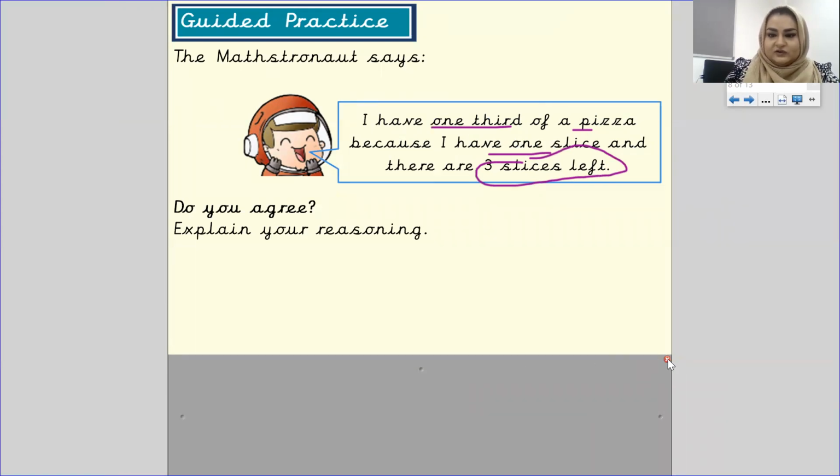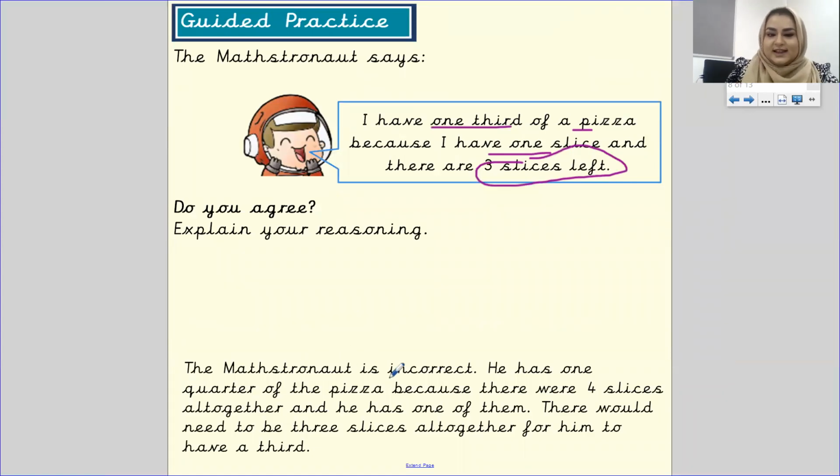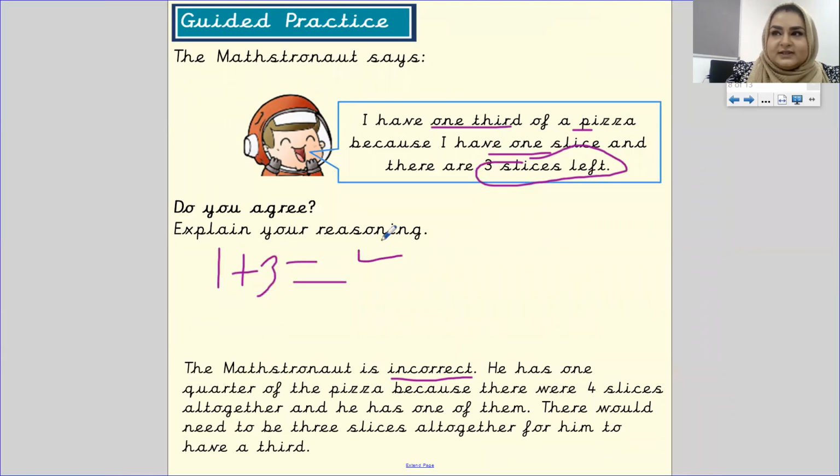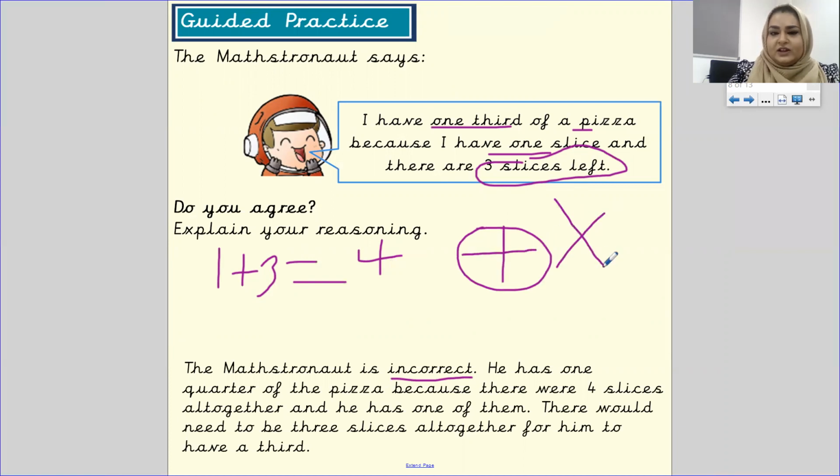Okay, so your explanation should have looked something like this. The mathstronaut is incorrect. He has 1/4 of the pizza because there are 4 slices altogether, and he has 1 of them. There would need to be 3 slices altogether for him to have 1/3. So over here, he says he's had 1 slice, and then there were 3 slices, which means there were 4 equal slices. Okay, now for 4 equal slices, my pizza would look like this. So that is not a third.